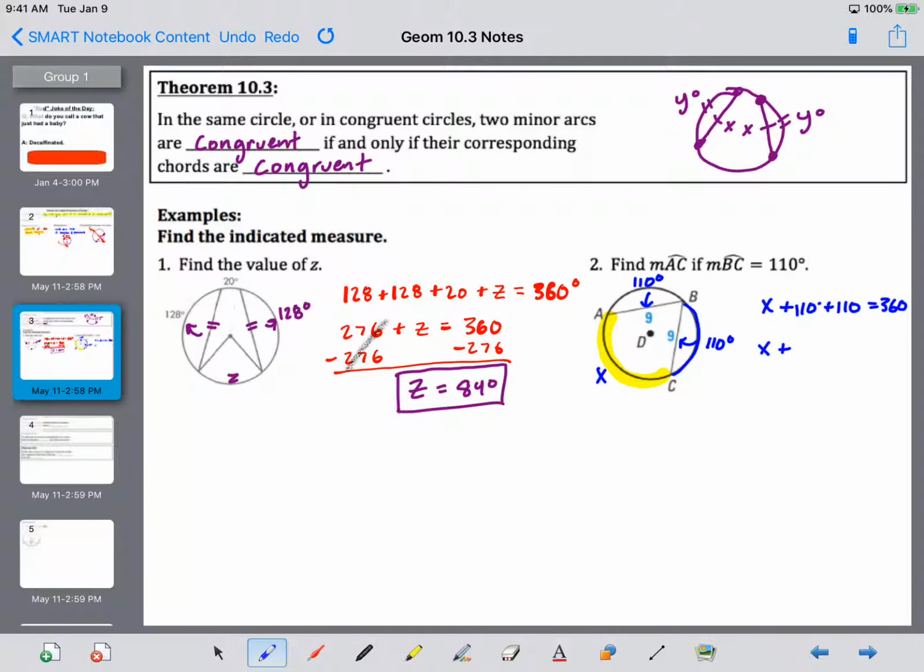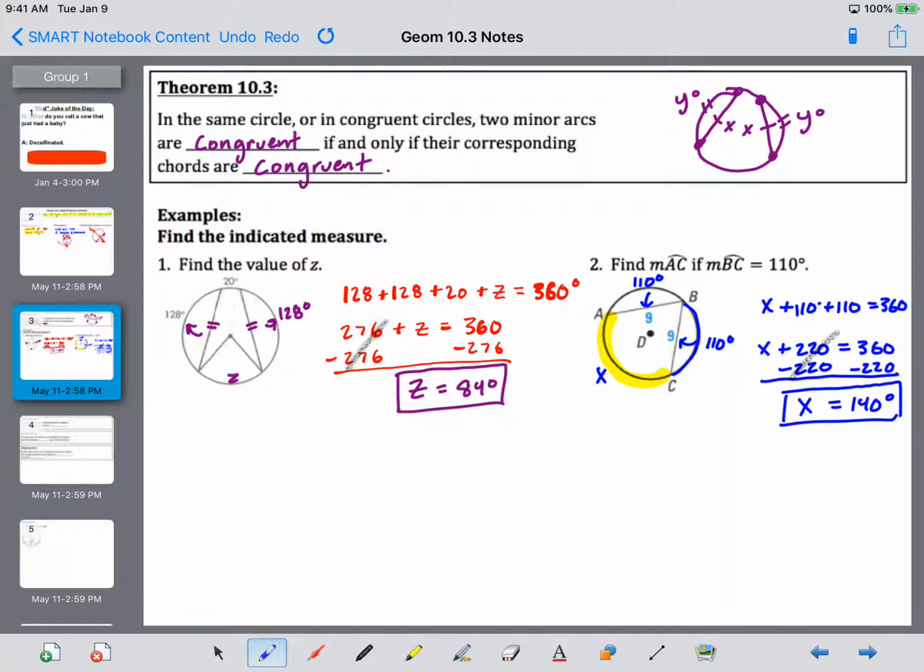Or if we combine like terms, X plus 220 is 360 degrees. So let's get that 220 out of there. And we end up with X equals 140 degrees.